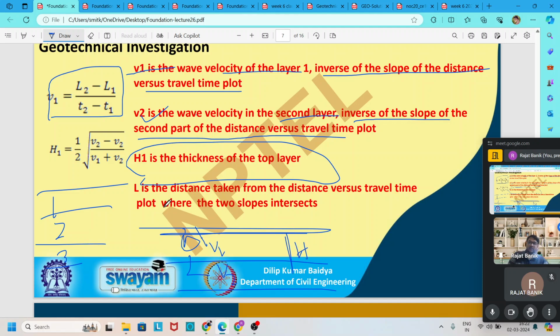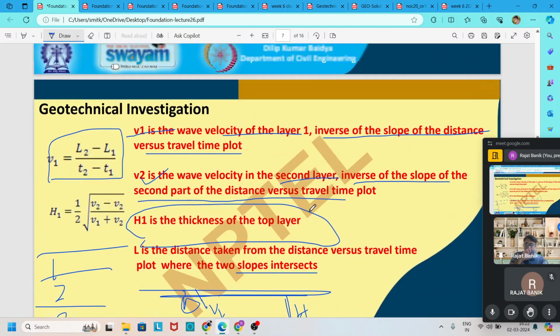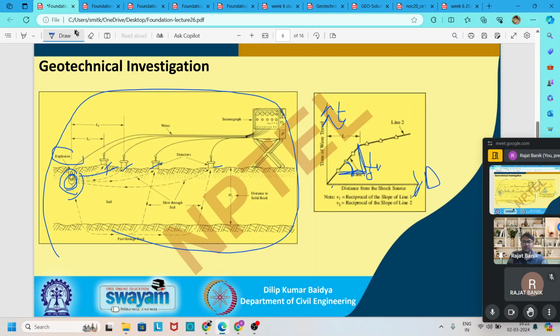Then L is the distance taken from the distance versus time plot where two slopes intersect. So L is nothing but the distance from the origin to the change of the slope. You can see that the line from here to here is one slope, which is called line one, and from here to here the slope is different.